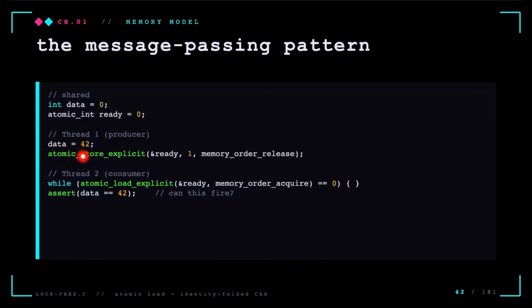The producer wants to publish the data and the consumer wants to receive the data. So the producer is going to set the data to 42. That is the desired value. And then it's going to set the flag to 1 via memory order release. This is the first memory order that we're going to review. Thread 2, on the other hand, is going to continuously load the ready flag via memory order acquire. If that flag is not set, it's going to try again until it succeeds. And then it asserts the data is equal to 42, so it checks if we actually got the right value.